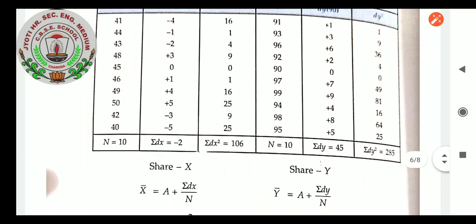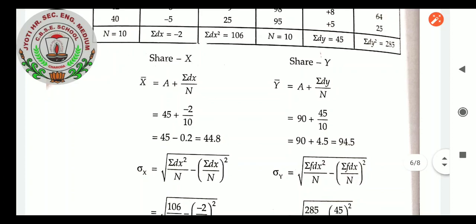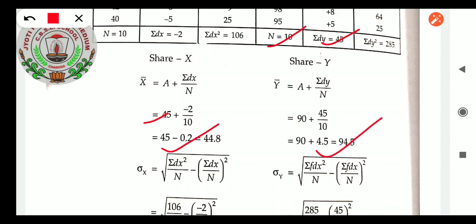Now we proceed, the total will come. Mean equals a plus sum of dx upon n. The dx total came minus 2, upon n which is 10. So minus 2 upon 10 is minus 0.2. Plus 45, it will be 45 plus minus 0.2, so 45 minus 0.2, 44.8. Same for share Y, sum of dy is 45 upon 10, which is 4.5. 90 plus 4.5, the mean is 94.5.